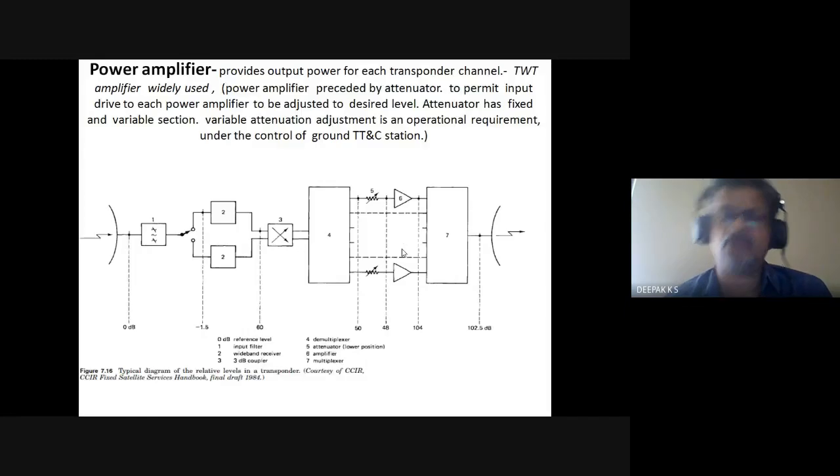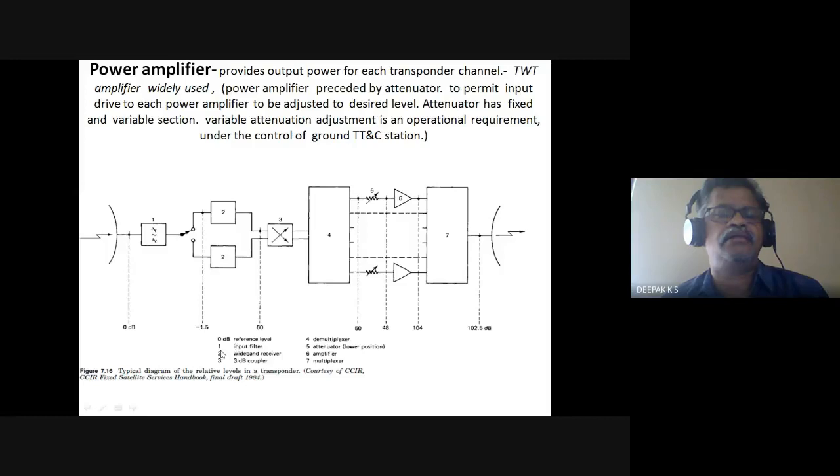I just want to talk more about this. Here this is the same figure. You have an antenna which is the uplink. This is the downlink antenna, and in between you have a filter, a wideband amplifier which is redundant, a switch, a demultiplexer, and here there is an attenuator and amplifier. The attenuator is for some other purpose: you need to set some levels, and it may be under the control of the ground tracking, telemetry and command station. So some levels have to be set, and this is the basic amplifier.